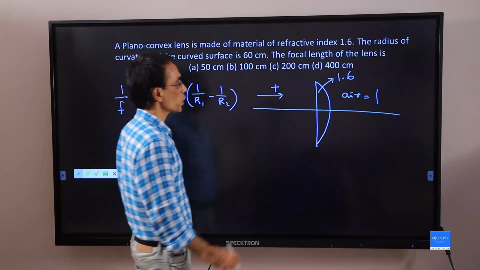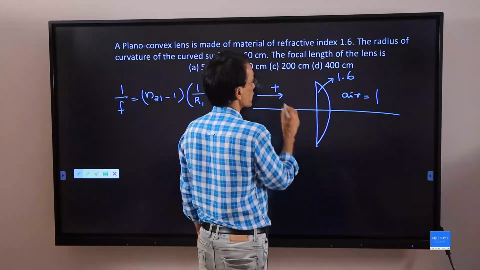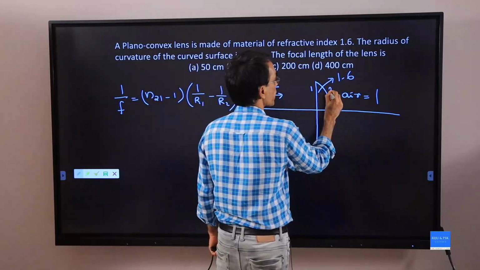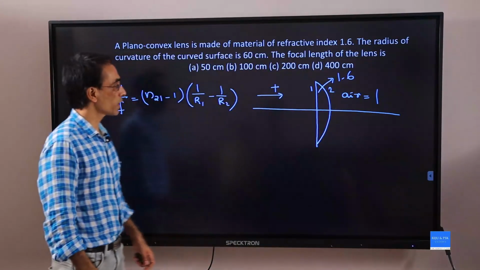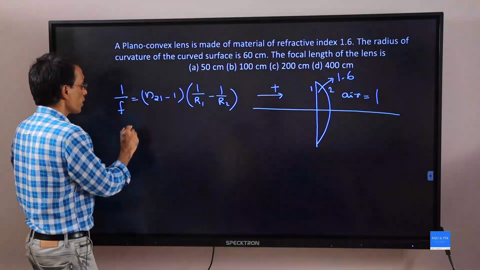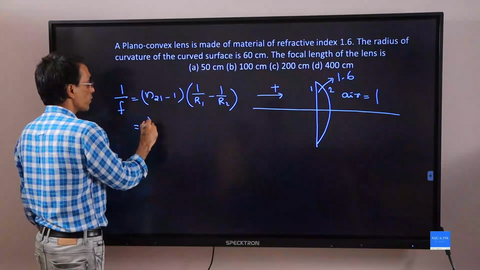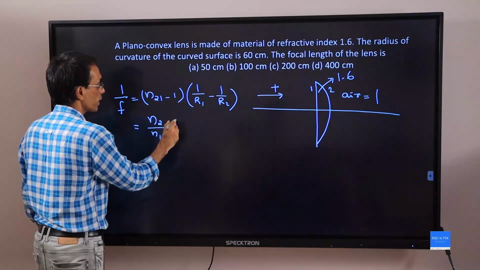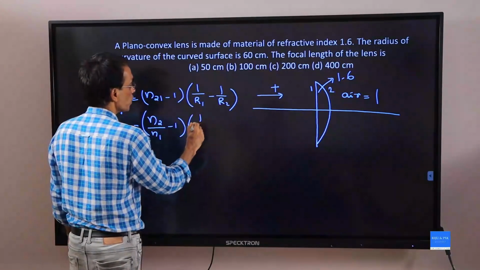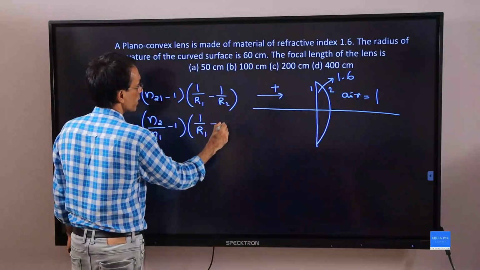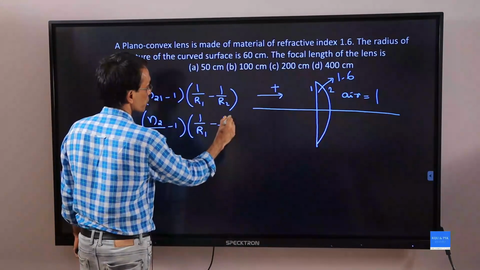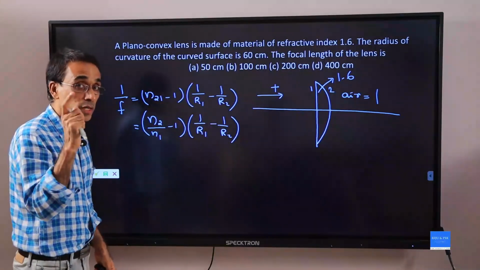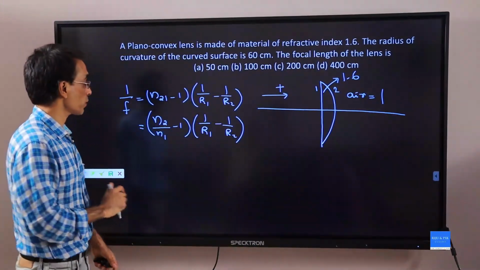The lens has two surfaces. The first surface is where light is incident first. This is the second surface. Now this can be further written as (n2/n1 - 1)(1/R1 - 1/R2). See, when I finish the question, many of you will get confused, so be careful and watch.